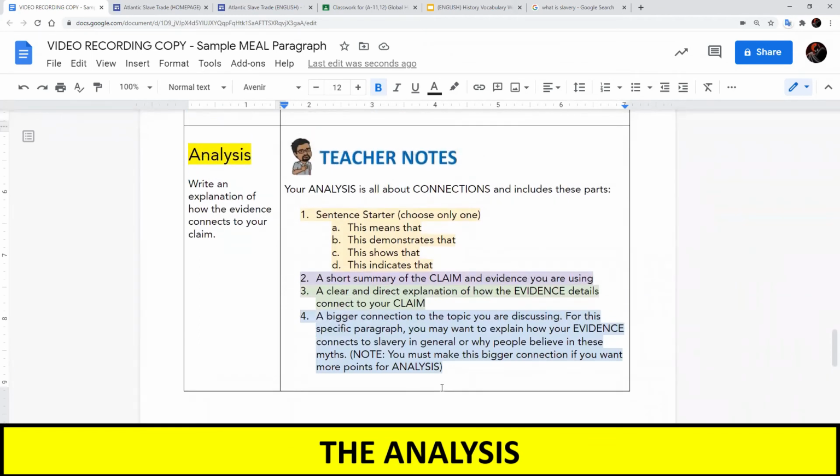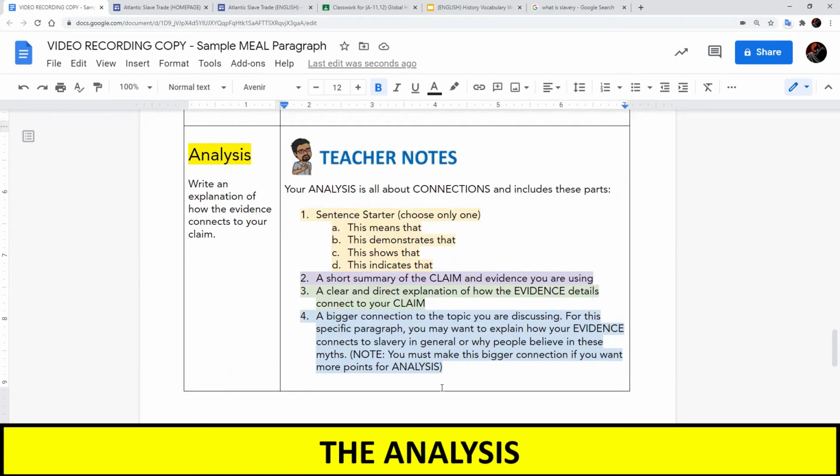So analysis is pretty important because, to be honest, it's something that a lot of our students struggle with, even as they go into 11th or 12th grade. So if you find it challenging, find it difficult to write a good analysis, there's no need for you to be too frustrated.